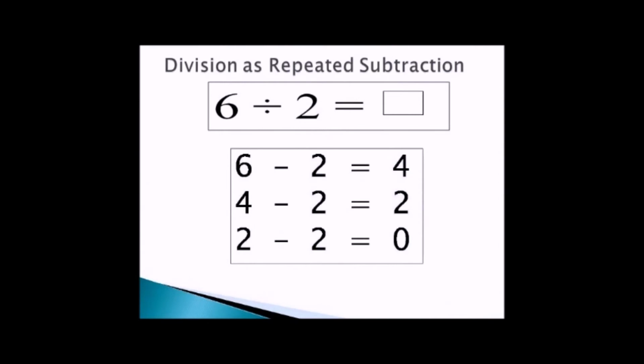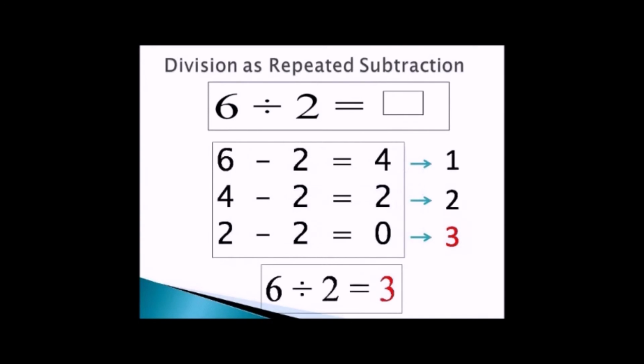Now, let's do it as repeated subtraction. Remember, we did this earlier. So 6 divided by 2, we take away 2. 6 take away 2 is 4. 4 take away 2 is 2. 2 take away 2 is 0. Stop. Once you get that 0, you can stop. No remainders.